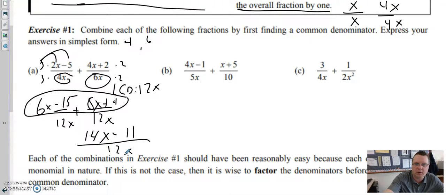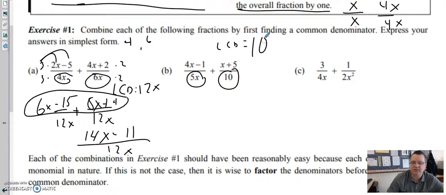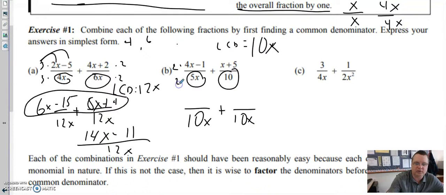All right. The next one, my LCD. I have 5x and I have 10. So when you look at the leading coefficients, the least common multiple is 10. I have one with an x, the other one needs an x. So we have over 10x plus over 10x. So we had to multiply this one by 2 to get the 10x. So we have 8x minus 2 when you distribute the 2 to both of them.